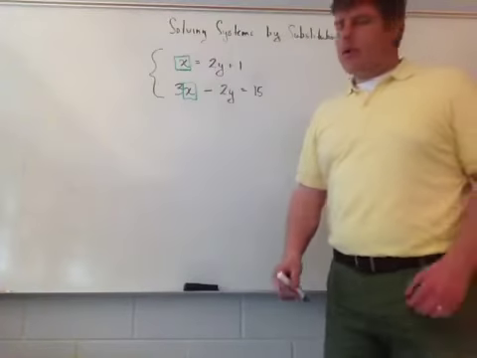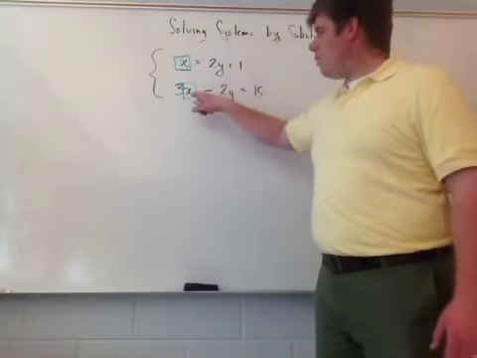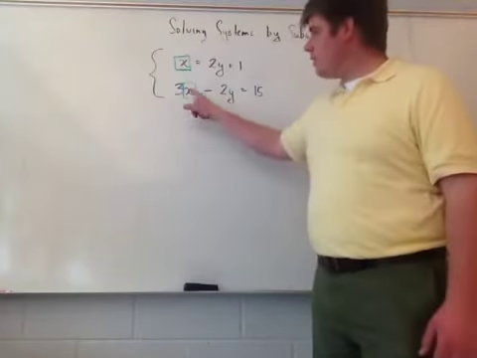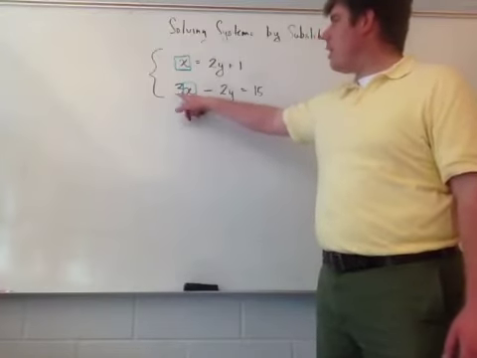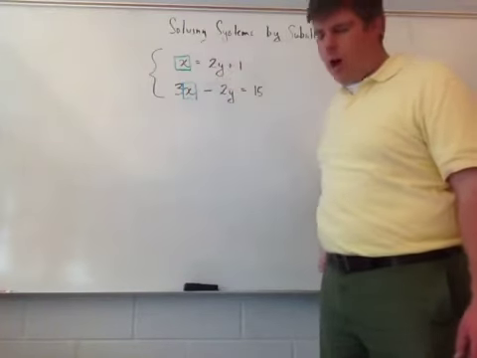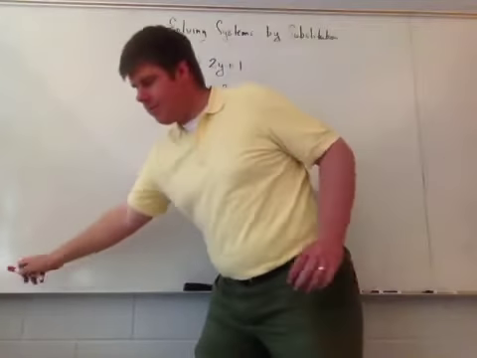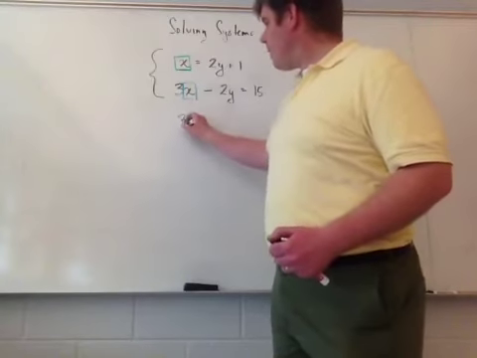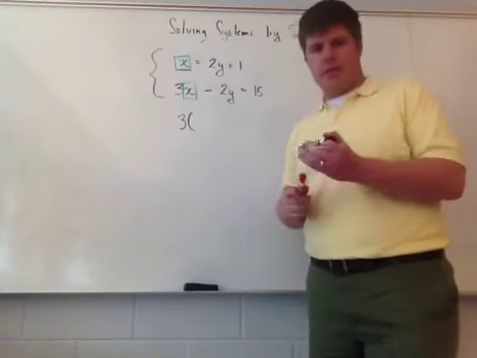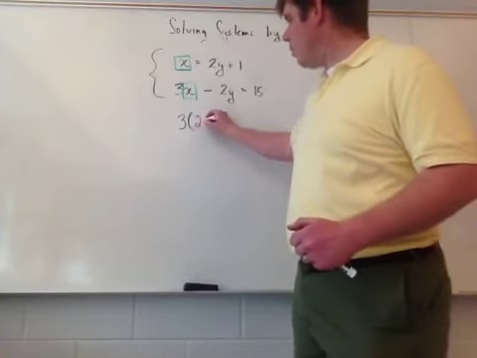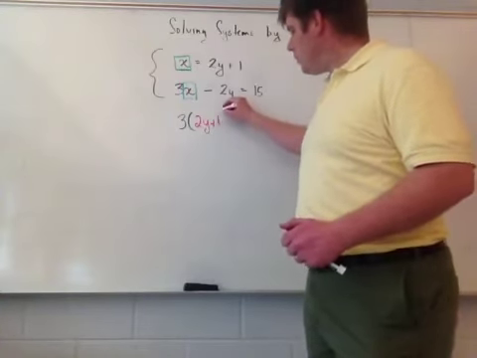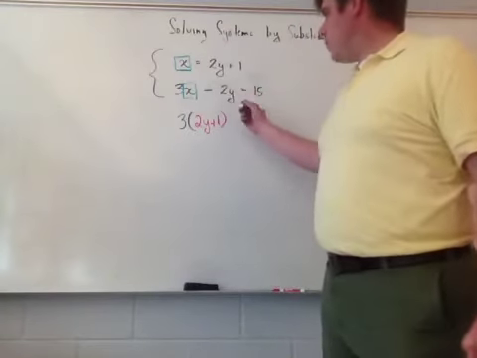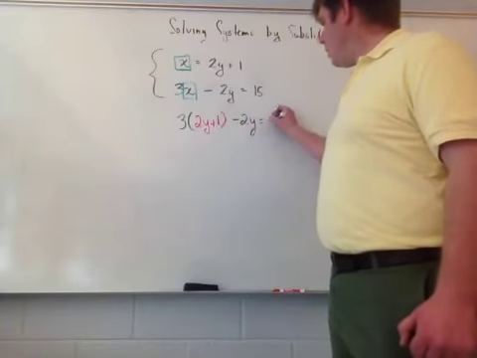So up here, if x equals 2y plus 1, then this x is also 2y plus 1. Instead of writing 3 times x, I'm going to write 3 times its function, and its function is 2y plus 1. So that's what I'm substituting in for that x. Everything else remains the same, so I still have minus 2y equals 15.